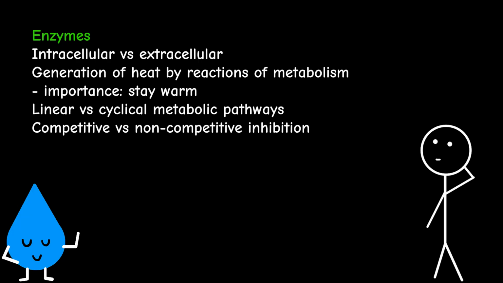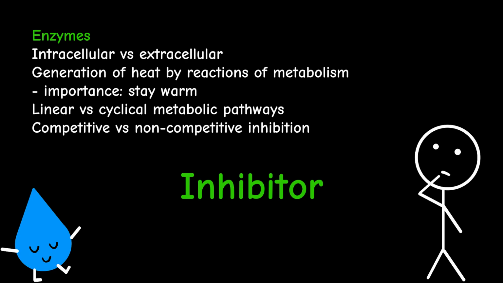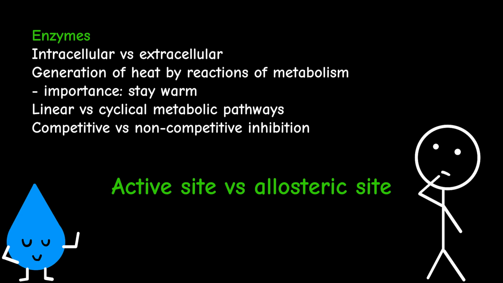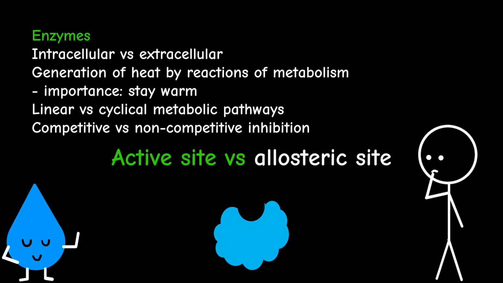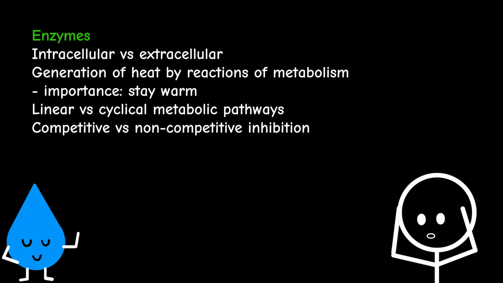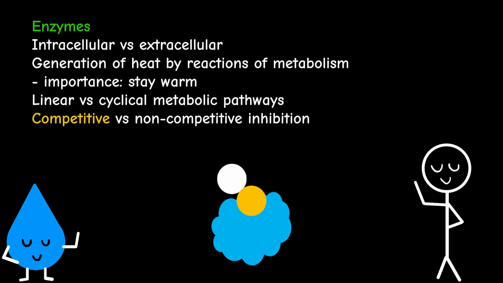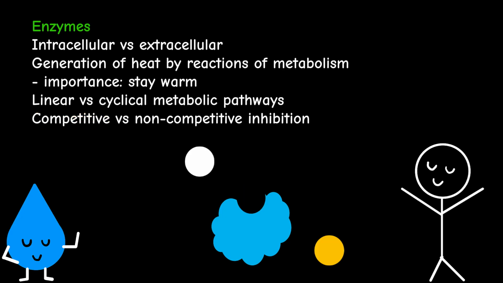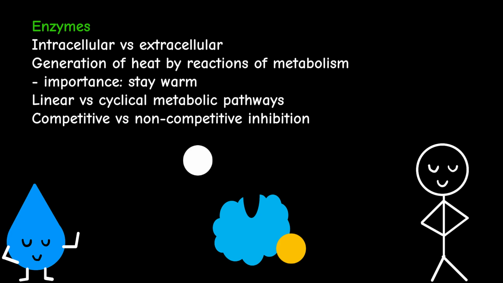Oof, a little hint. First, give me a definition of an inhibitor. Something that decreases enzyme activity. Good! Remember active site versus allosteric site? Oh, yes. The active site is where the substrate binds, and the allosteric site is just somewhere on the enzyme that is not the active site. Competitive inhibition is when the inhibitor binds to the active site, stealing the substrate's spot. Non-competitive inhibition is when the inhibitor binds to the allosteric site. It changes the shape of the active site, preventing the substrate from binding.